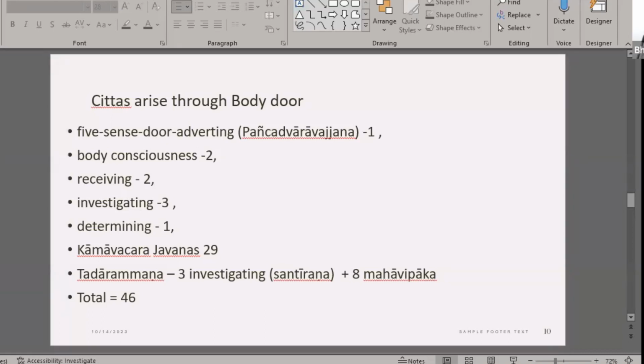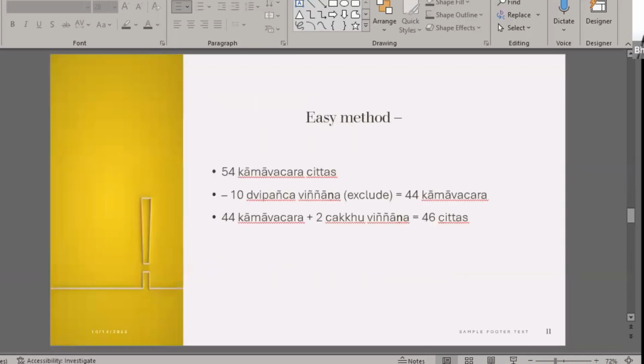In the body door also, how many? 46 chittas arise. Okay. Now let's try to find out the easy way. Now you have already found.